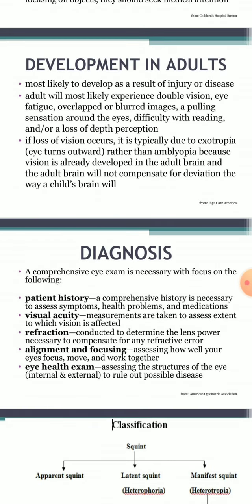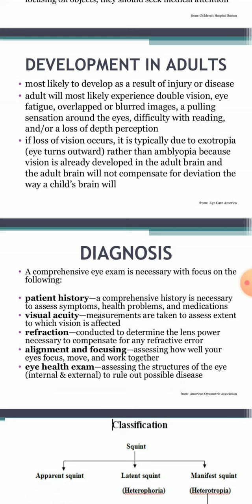Development in adults is mostly a result of injury or disease. Adults will most likely experience double vision, eye fatigue, overlapped or blurred images, a pulling sensation around the eye, difficulty with reading, and or a loss of depth perception. If loss of vision occurs, it is typically due to exotropia, eye turning outward, rather than amblyopia, because vision is already developed in the adult brain and the adult brain will not compensate for deviation the way a child's brain will.